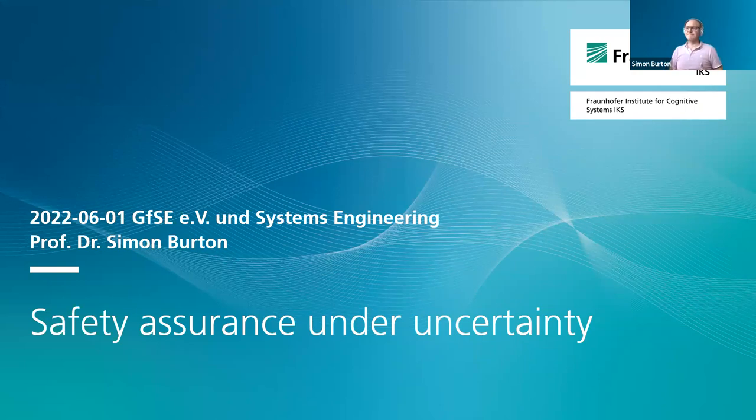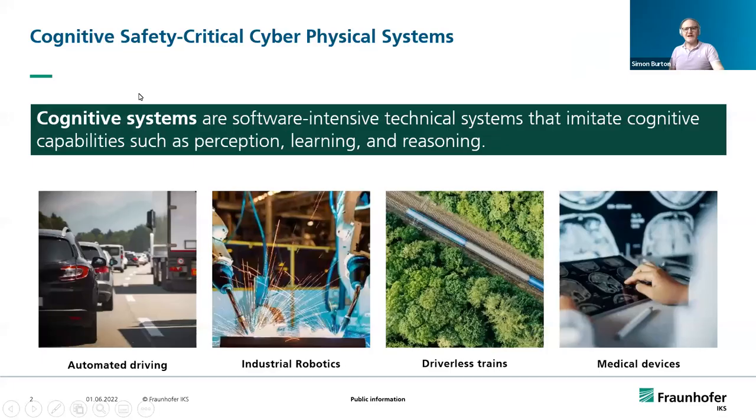in our environment. So let's start off with some definitions, first of all. As Chris mentioned, I'm director at the Institute for Cognitive Systems in Munich. What do we mean by cognitive systems? Well, within this context, the type of systems we are involved with are, first of all, software intensive, technical systems that somehow have to imitate capabilities such as perception, learning, and reasoning. These systems can be found in, for example, automated driving, but also industrial robotics, driverless trains, and medical devices as well.